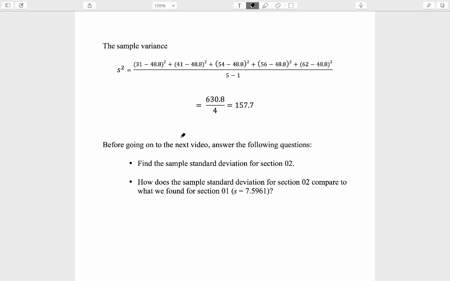Before going on to the next video, answer the following questions. First, find the sample standard deviation for section 2. And then, how does the sample standard deviation for section 2 compare to what we found for section 1, where it was 7.5961?